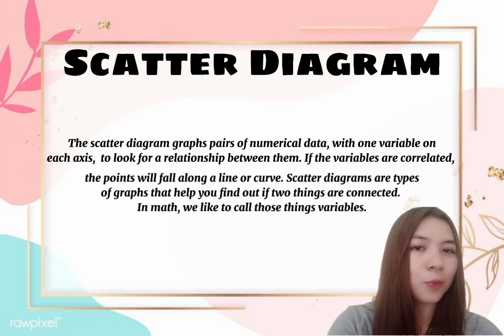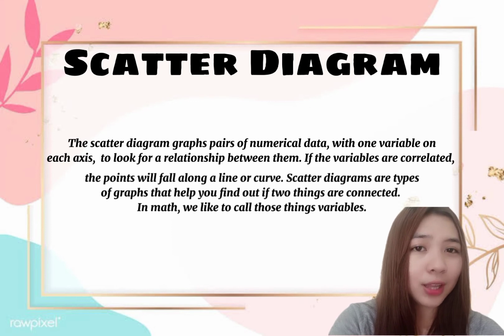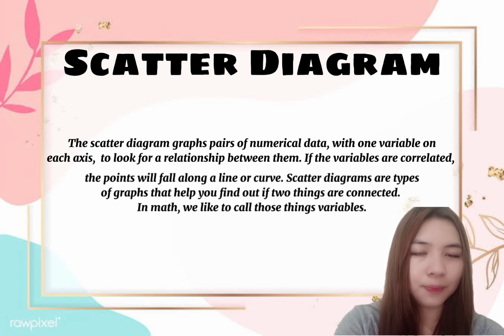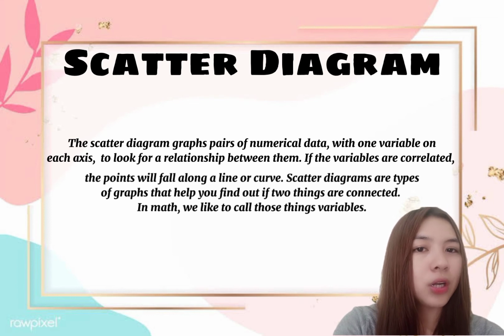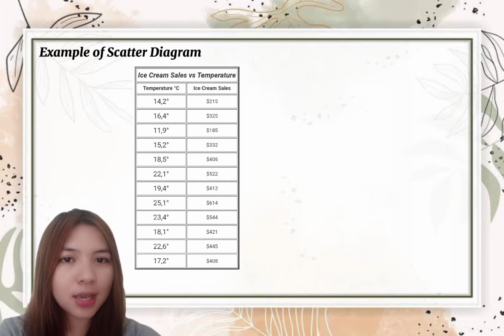Next is the scatter diagram. The scatter diagram graphs pairs of numerical data with one variable on each axis to look for a relationship between them. If the variables are correlated, the points will fall along a line or curve. Scatter diagrams are types of graphs that help you find out if two things are connected. In math, we call those things variables. And this is an example of the scatter diagram.